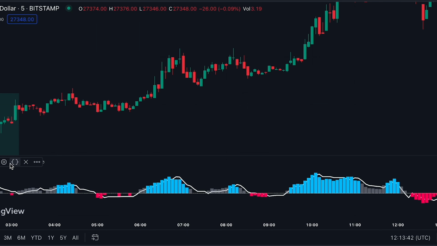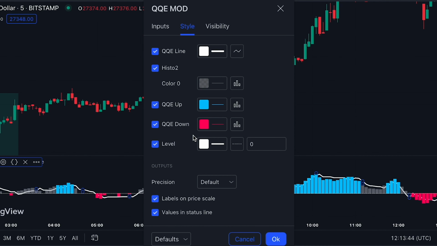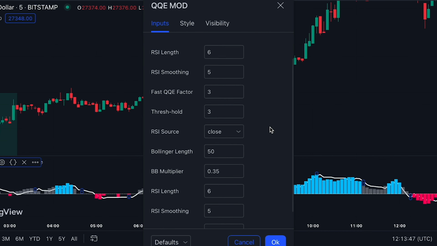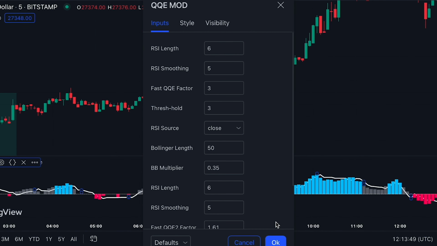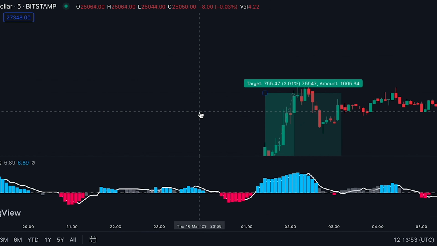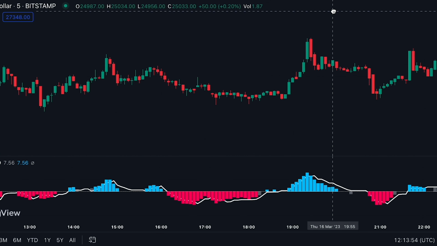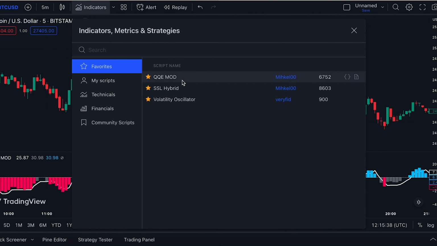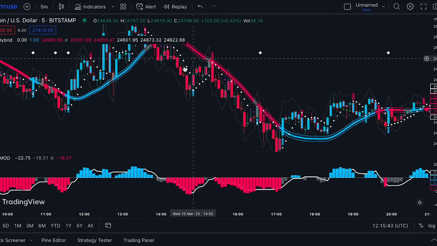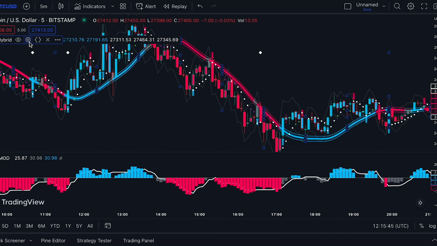This tool will be used as secondary confirmation, which means that the signals provided by the first confirmation indicator in our strategy will be verified by KeyMod, with the settings of this indicator remaining unchanged. For the next indicator, we'll need to add a tool called SSL Hybrid. Make sure you add the correct one.